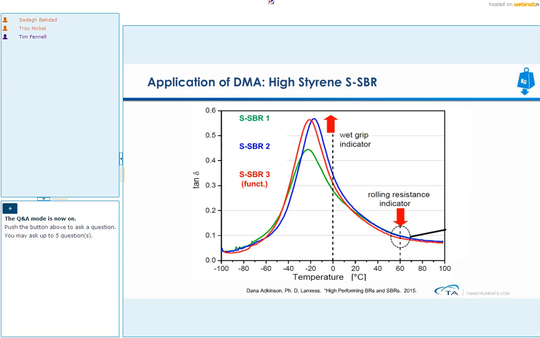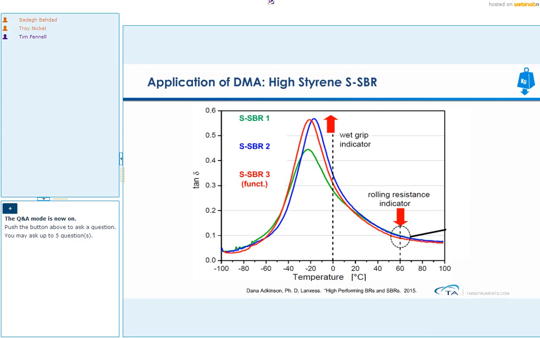So if we were to pick between these three, considering that almost equal rolling resistance is shown, it seems that when you functionalize your SSBR, you reduce the rolling resistance and also improve the wet grip indicator. So that would be the balance if you're looking at both of those. That would be your optimum formulation in this case.